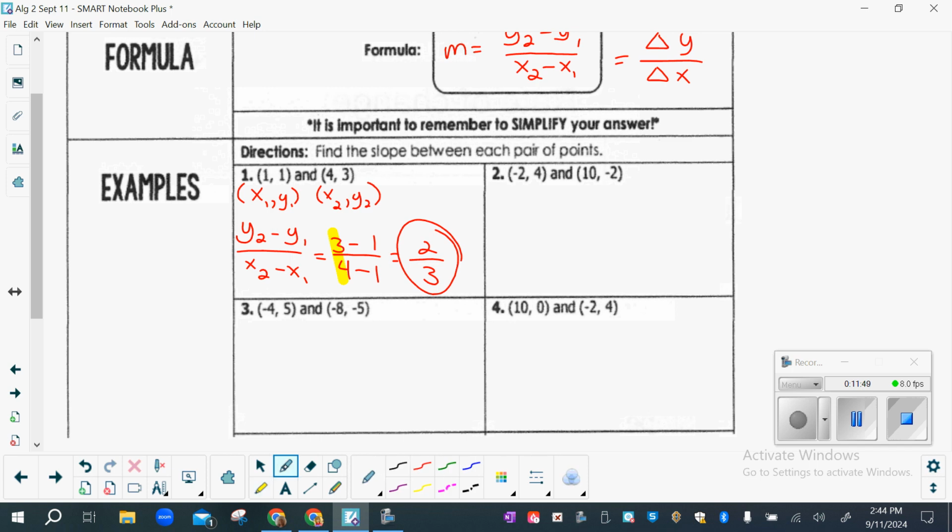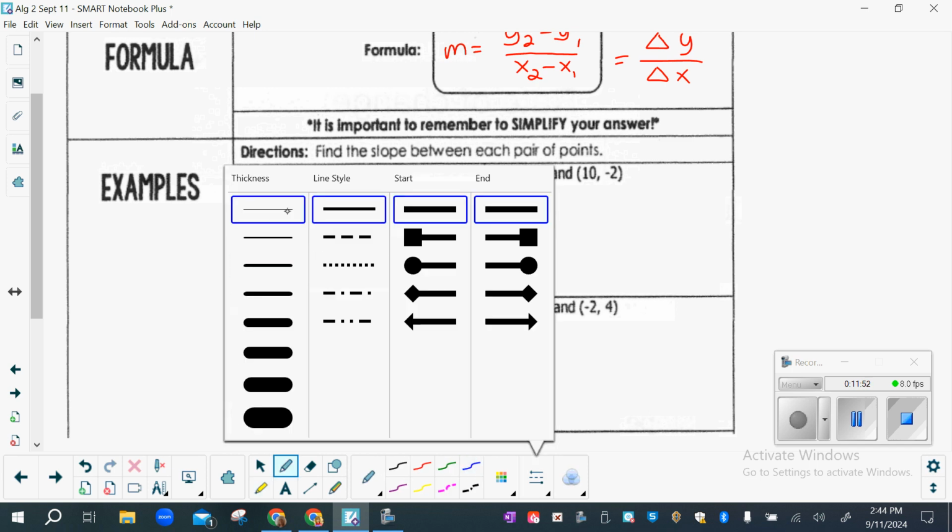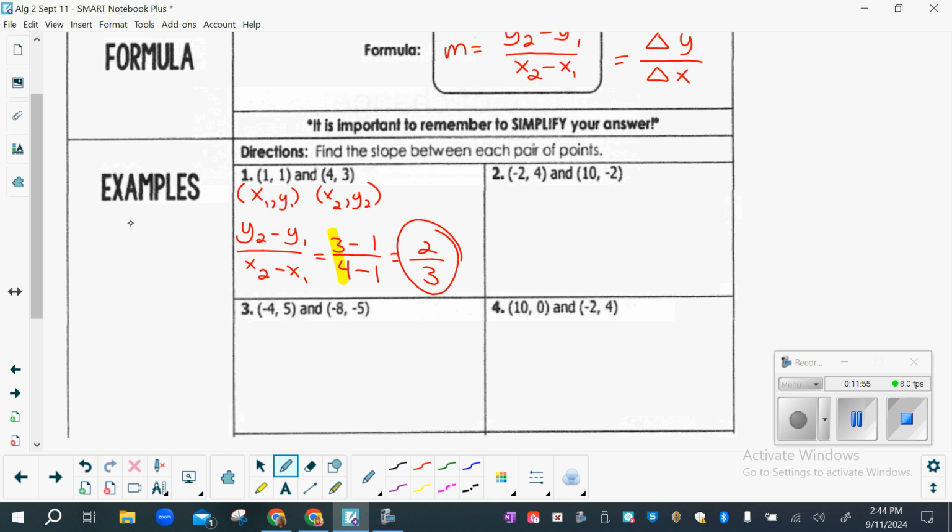Okay, so what if instead of choosing the 3 first, I chose the 1 first, will I still get the same slope? Let's try it over here. So I'm going to choose the 1 first. I'm going to do 1 minus 3. And because I chose the 1 first, I have to put the 1 first on the bottom. And then minus 4. So I get 1 minus 3 is -2, 1 minus 4, -3, which simplifies to 2/3. So it doesn't matter what order I go in, just so long as if I choose a value, I have to use that corresponding value for that point first in the denominator.